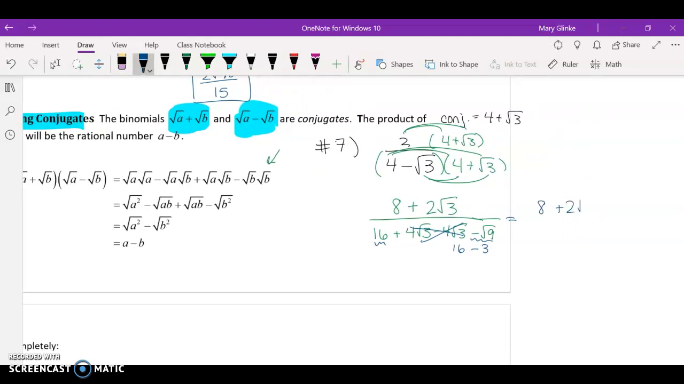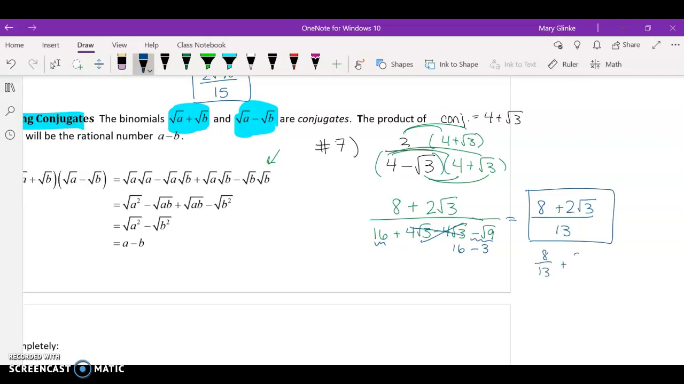So my numerator is 8 plus 2 root 3. My denominator is 13, and I no longer have square roots in my denominator. So this actually would be our final answer because nothing else reduces.